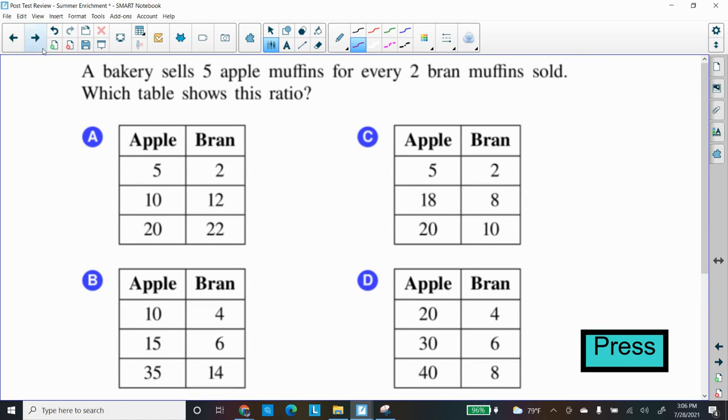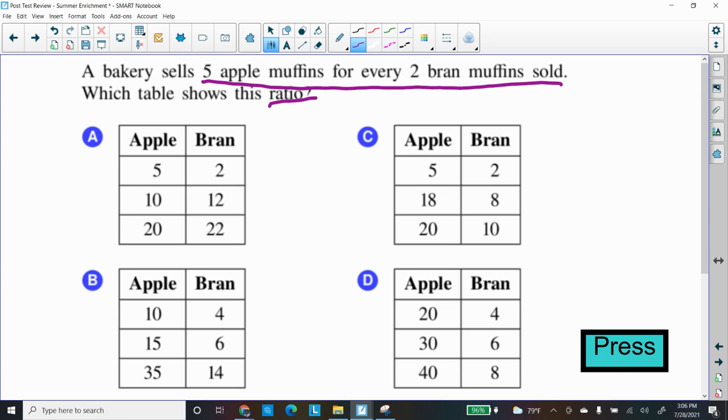All right, here's another good question. A bakery sells 5 apple muffins for every 2 bran muffins sold. So something is going on here. So 5 apple muffins for every 2 bran muffins sold. Which table shows this ratio?